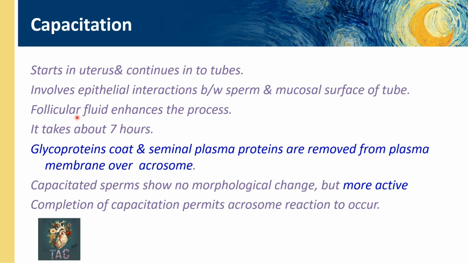The follicular fluid which is present over here enhances the process, and this process takes about 7 hours. What happens in capacitation is that the glycoprotein coat and the seminal plasma proteins are removed from the plasma membrane over the acrosome. Capacitated sperm show no morphological changes, but they are more active. Completion of capacitation permits the acrosomal reaction to take place.